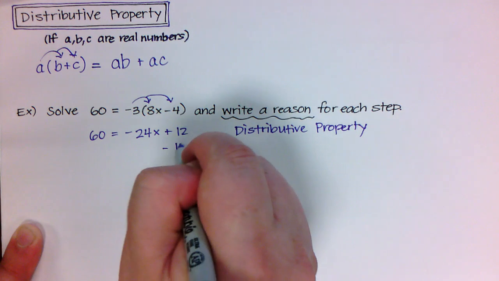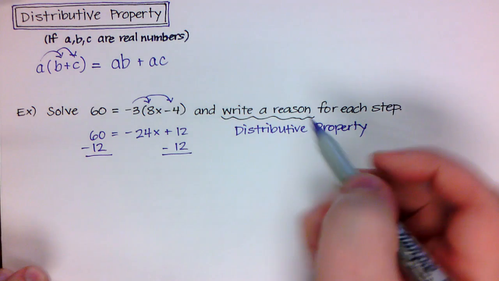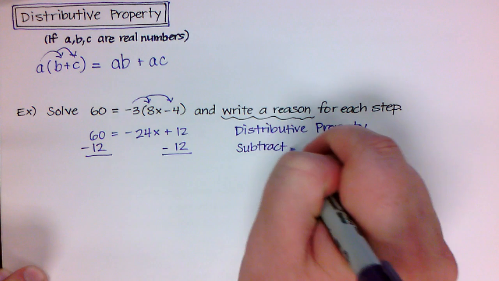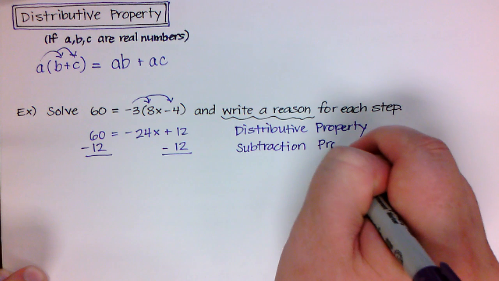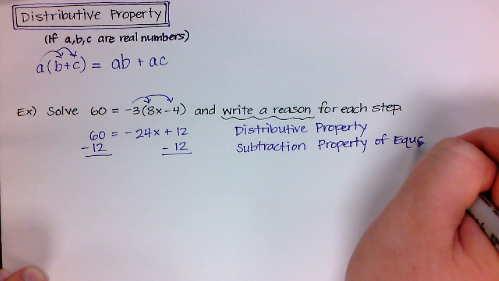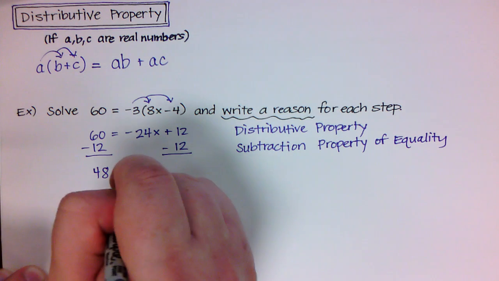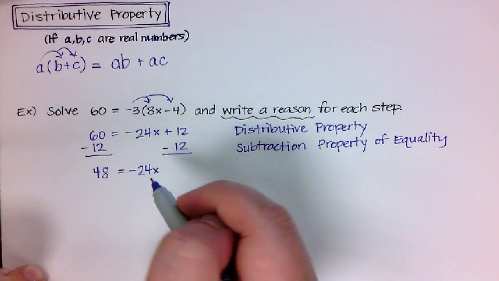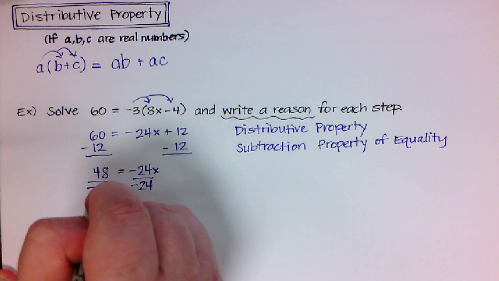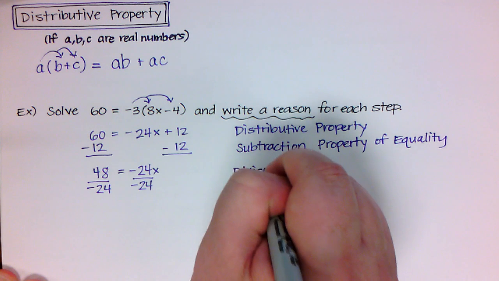Next, I'm going to subtract 12 on both sides so that I can get the x by itself. And I can do that because of the subtraction property of equality. So I'm going to rewrite this. I'm left with 48 is equal to negative 24x. One more step to get the x by itself. Divide both sides by negative 24. And I can justify this by the division property of equality.